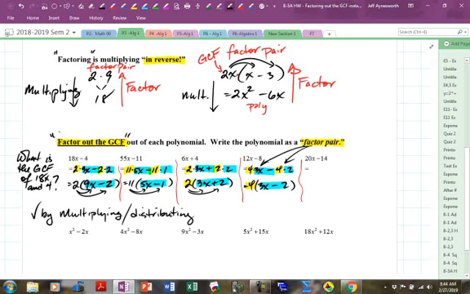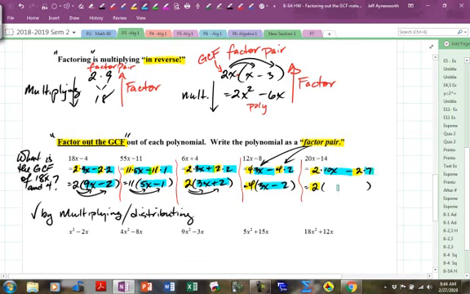Okay, next one here. What divides into 20 and 14? They're both even, so let's try 2. Okay, so 2 times 10x is 20x, and 2 times 7 is 14. So notice that I have a common factor of 2, so let me highlight it so you can see it better. And let's factor out the 2. All right, what do you get? 2 times 10x minus 7.